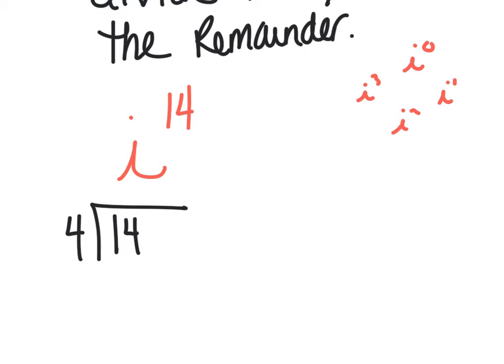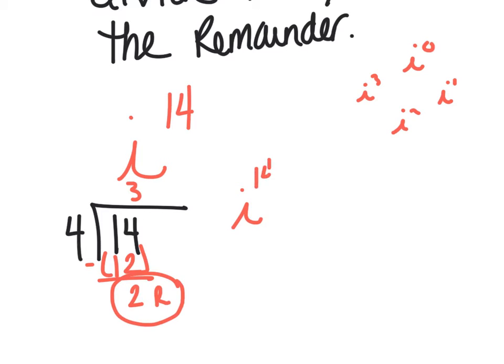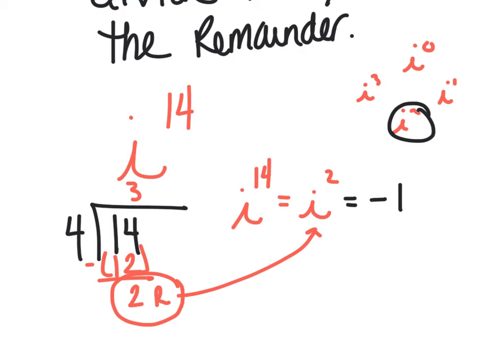4 goes into 14. I'm going to say 3 times. 4 times 3 is 12. Subtract. 14 minus 12 is 2. So the remainder is 2. Look how simple. I to the 14th is equivalent to i squared. Use the remainder. And now we know from our cycle of 4, i squared is equivalent to negative 1. All right, we'll practice a few more.